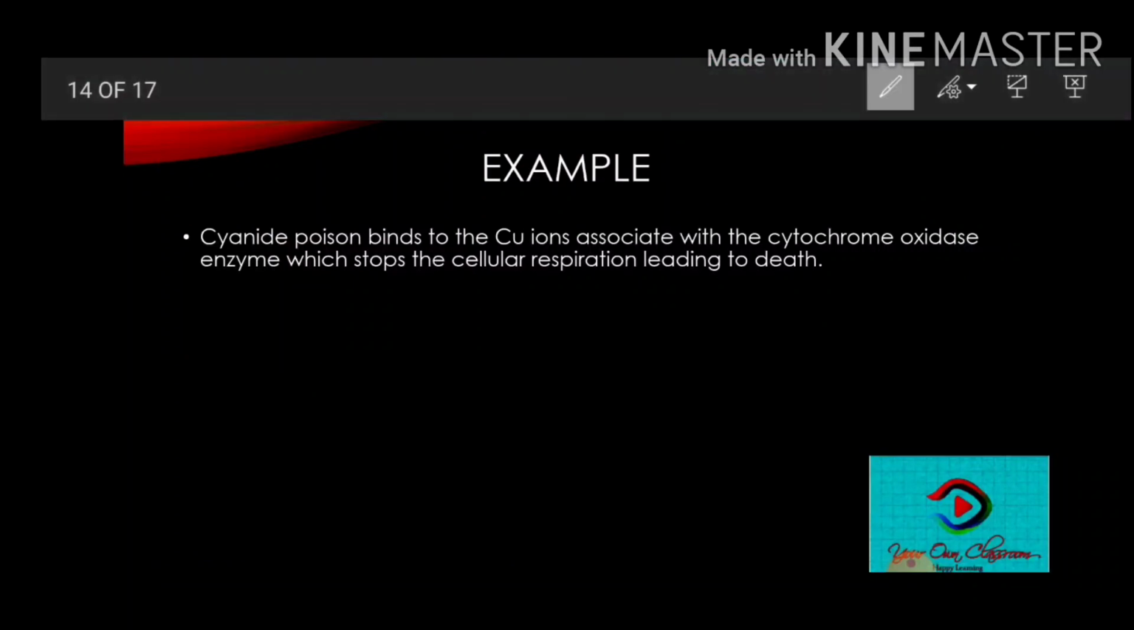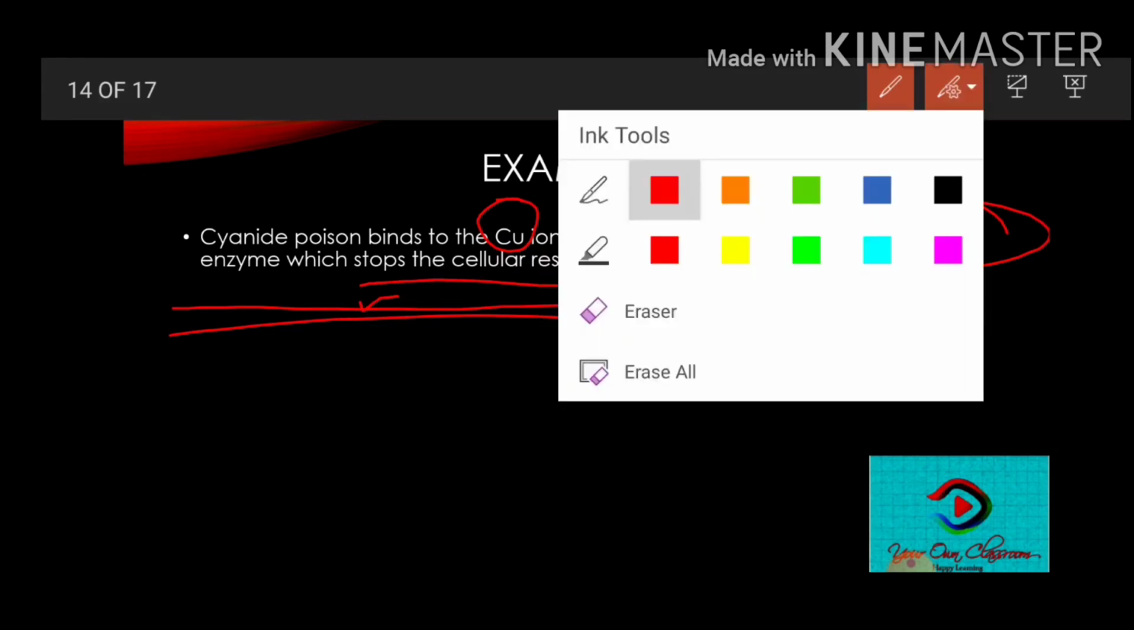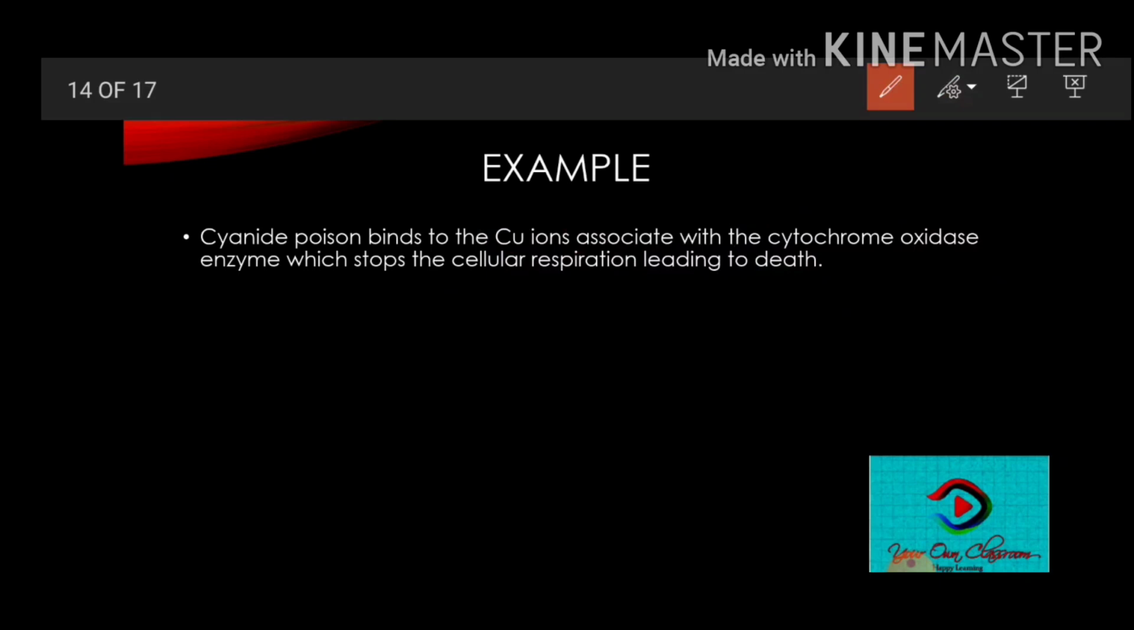So let's go to the next slide. And this is an example of a non-competitive inhibitor, cyanide poison. Cyanide poison binds to the copper ions present in the cytochrome oxidase enzyme. This is a transmembrane enzyme which remains associated with the mitochondrial membrane, and it is very important for the regulation of cellular respiration. So when cyanide poison binds with the copper ion present in the active site of this cytochrome oxidase, this enzyme stops, leading to the disruption of cellular respiration and death. So this is an example of non-competitive inhibition.